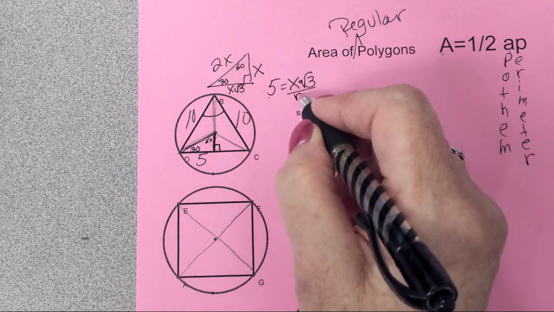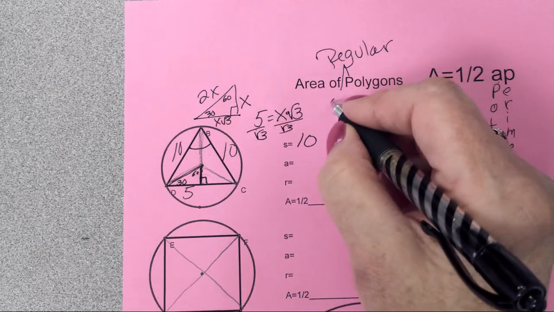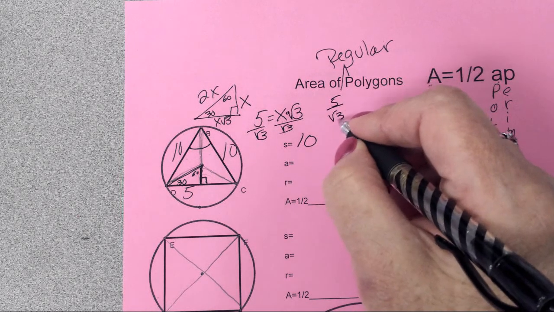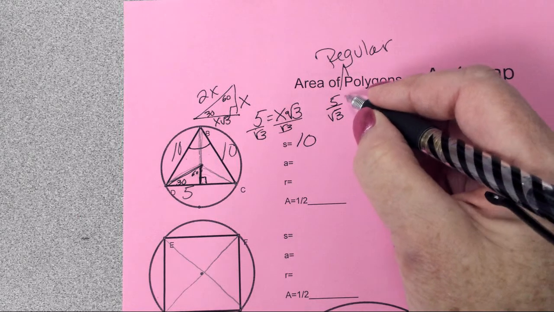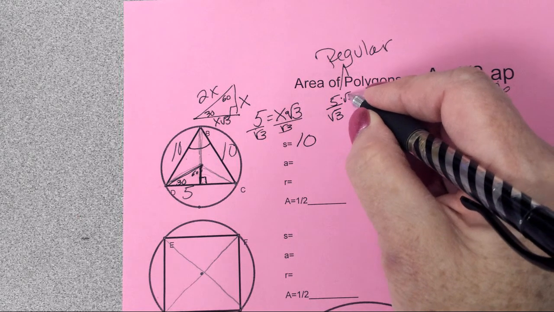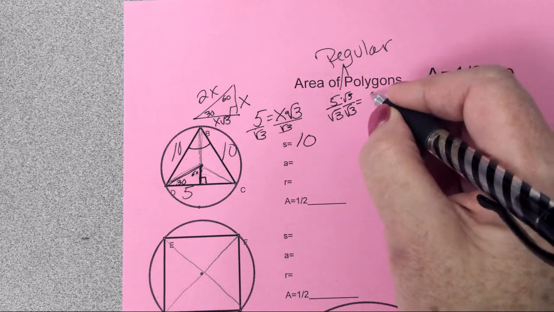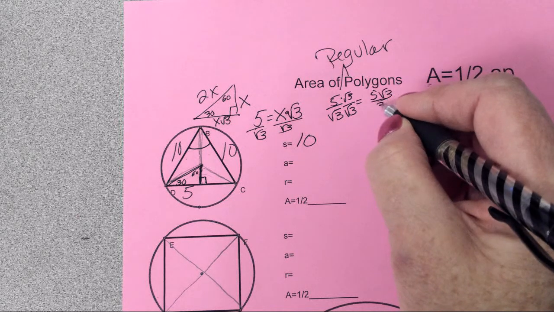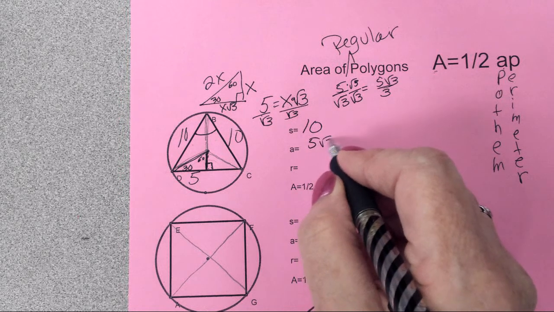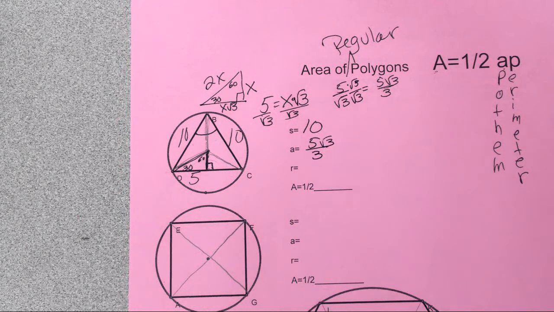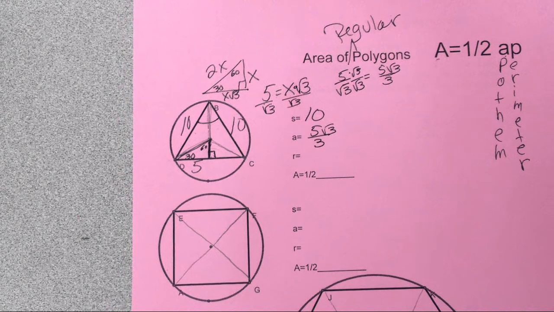Divide by radical 3. And when I take 5 divided by radical 3, that's not acceptable. So how do I fix that? Yep, multiply by radical 3 over radical 3. So now I get 5 radical 3 over 3. That is my apothem, 5 radical 3 over 3. Yeah, that sucks. Oh well, it just happened.